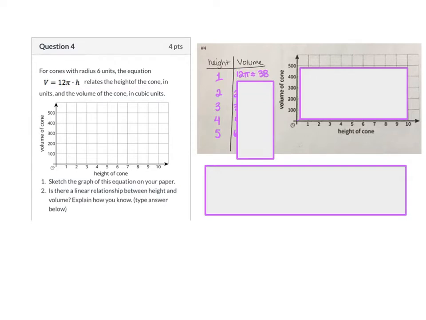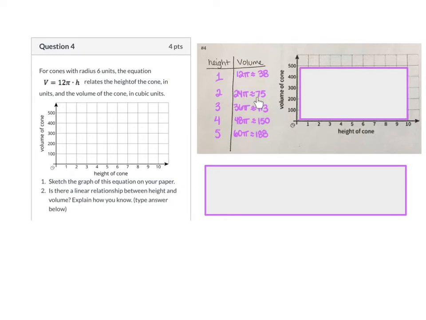And then the next one would be 12 pi times a height of 2. And when I did that, I got 24 pi, etc., etc. Now you'll also notice that I found the approximate answer. I did not leave it in terms of pi because my y-axis is not in terms of pi. They gave us the actual values of the volume.